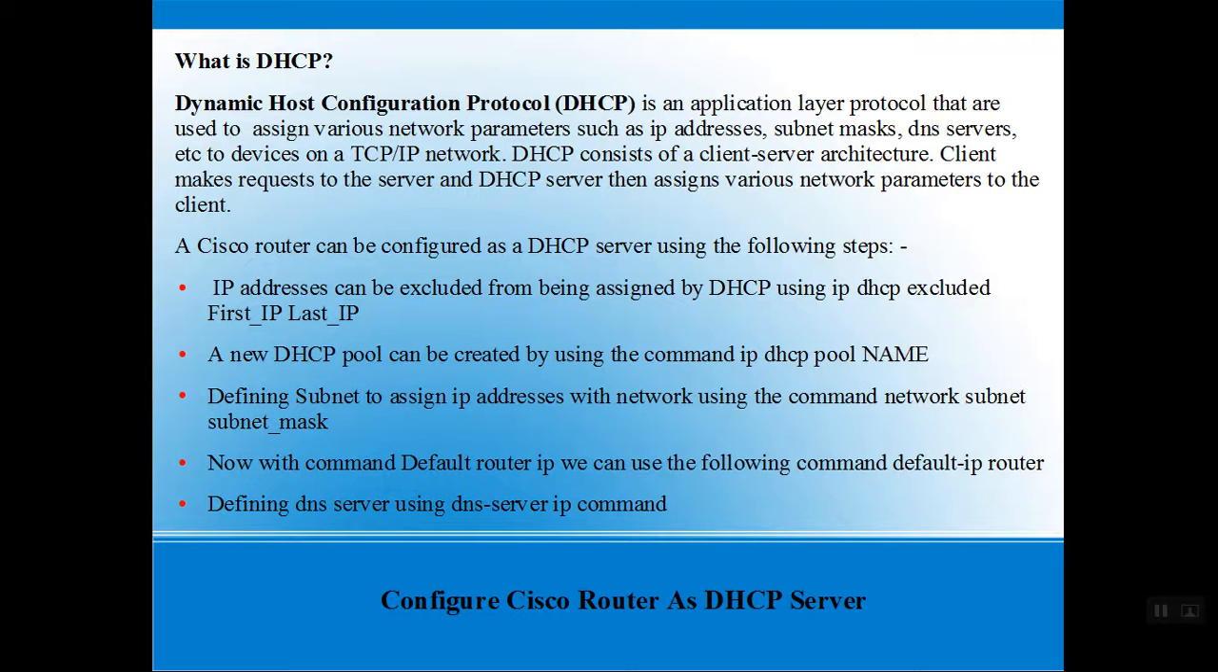IP addresses can be excluded from being assigned by the DHCP server using ip dhcp excluded-address first_IP and last_IP. A new DHCP pool can be created by using the command ip dhcp pool and then the name. Define the subnet of IP addresses with the command network subnet_mask. Then use the command default-router IP. Define the DNS server using the command dns-server IP.